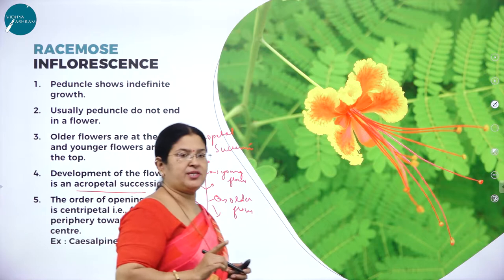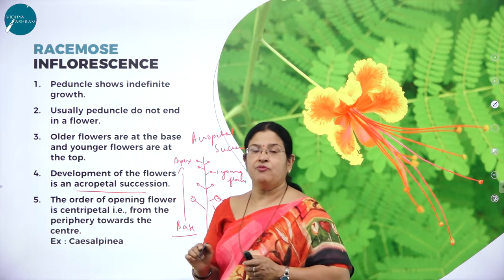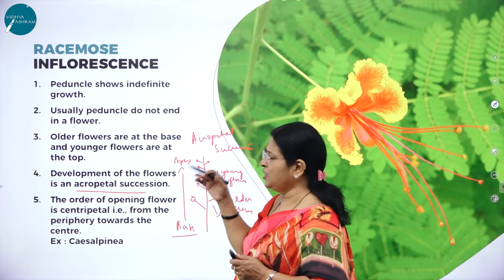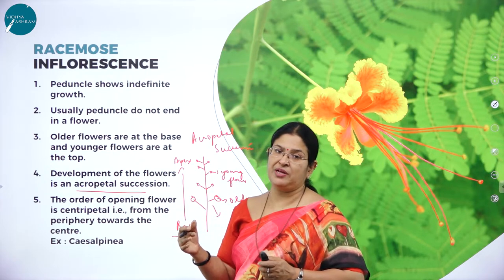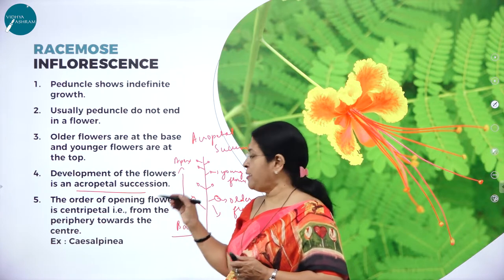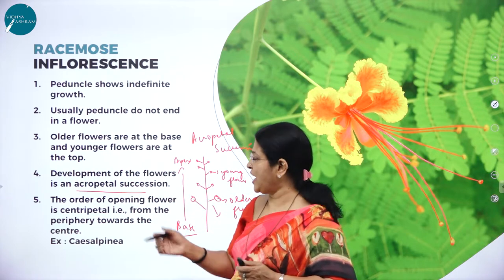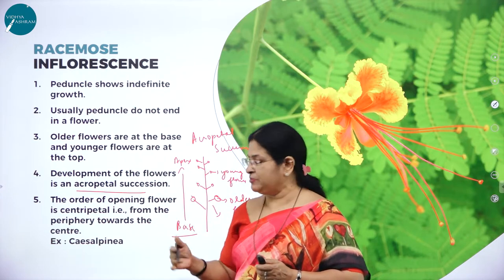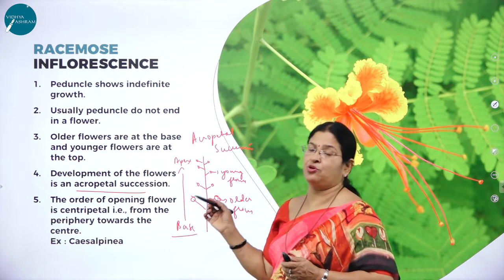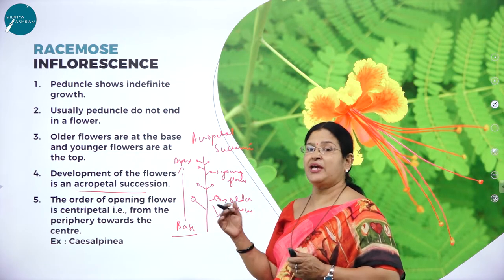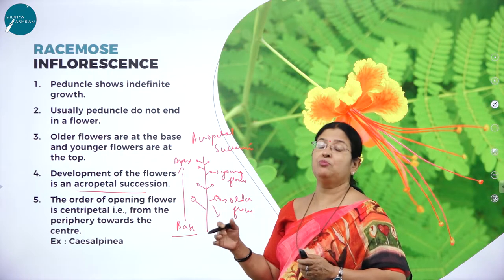So I repeat once again, what is acropetal succession? Where the older flowers are at the base and the younger flowers are at the top. So the mode of arrangement will be from base to apex. Opposite, apex to base, is called centripetal. Acropetal means what? From base to apex. So from near the base, you can see the older flowers. What do you mean by older flowers? The flowers which bloom first. What do you mean by younger flowers? The flowers which will bloom later.